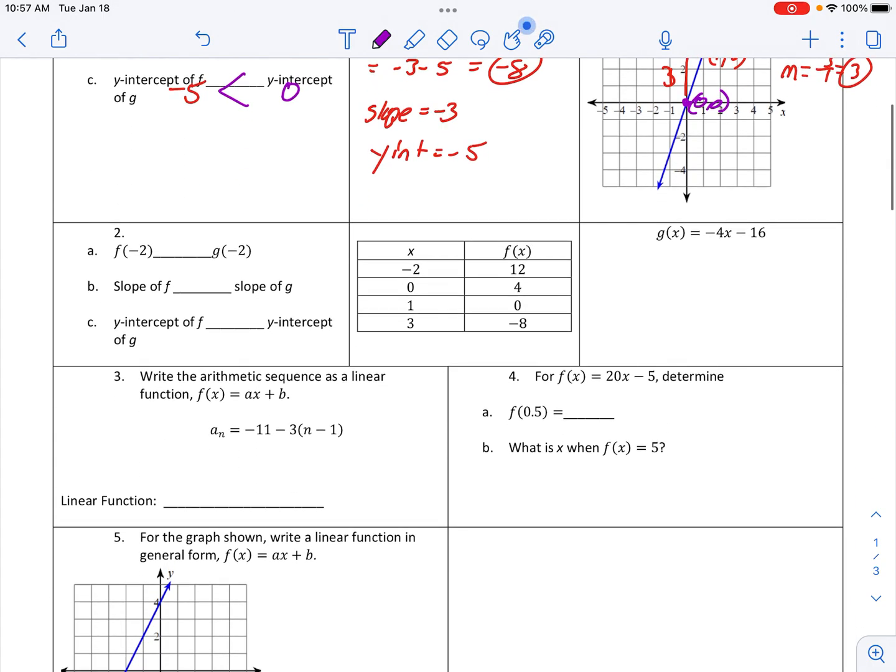Number 2, f of -2 is looking at the x value of the table, which is right here. G of -2, because it's an equation, we plug in -2 for x, do some mental arithmetic. We get 8, and 8 minus 16 is -8. 12 is greater than -8.